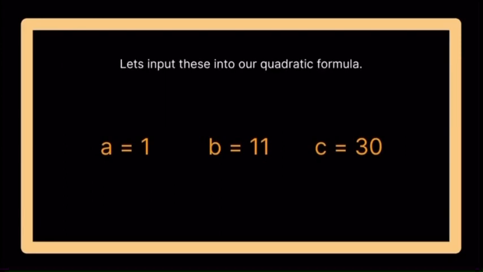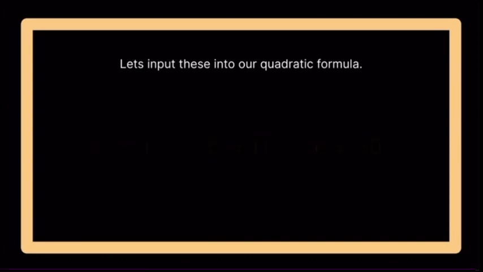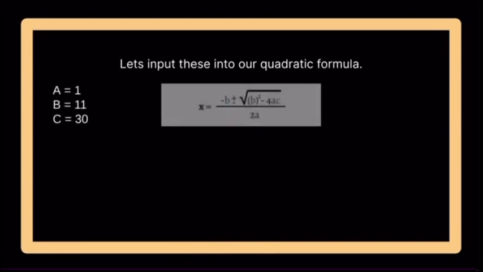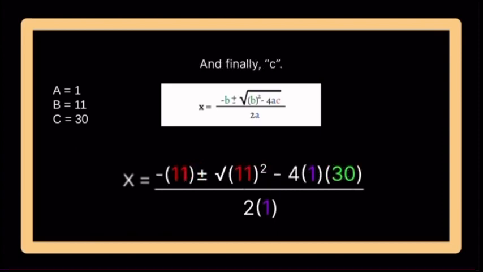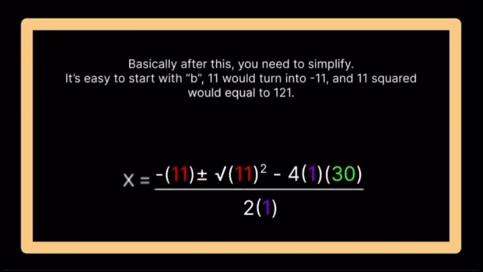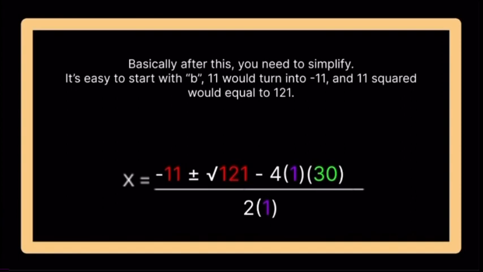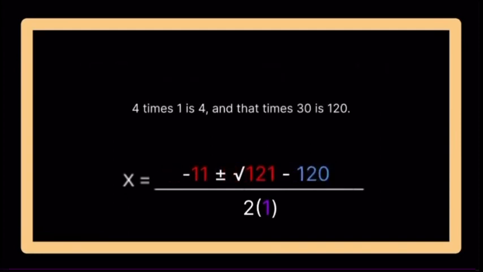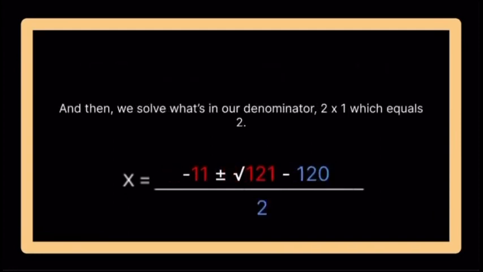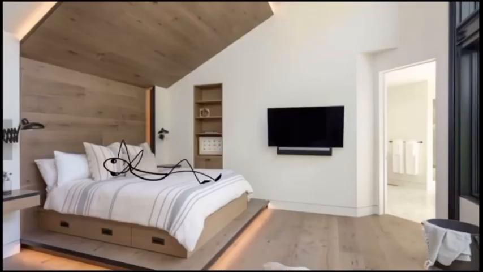Let's input these into our quadratic formula. So we can add our B in first, because that's what it begins with. Now A, and finally C. Basically, after this, you need to simplify. It's easy to start with B, 11, would turn into negative 11, and 11 squared would equal 121. Next part of the equation that comes up is subtracting 4 multiplied by 1 and 30 from 121. 4 times 1 is 4, and that times 30 is 120. And then we saw what's in our denominator, 2 times 1, which equals 2.